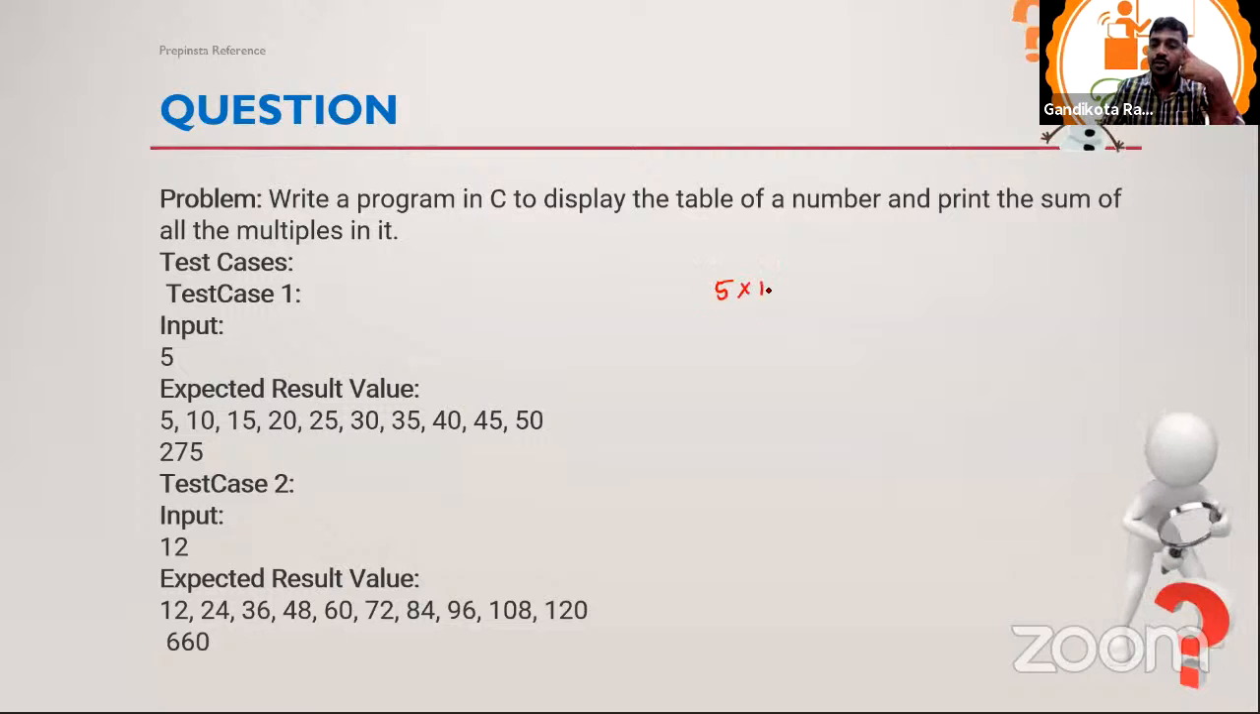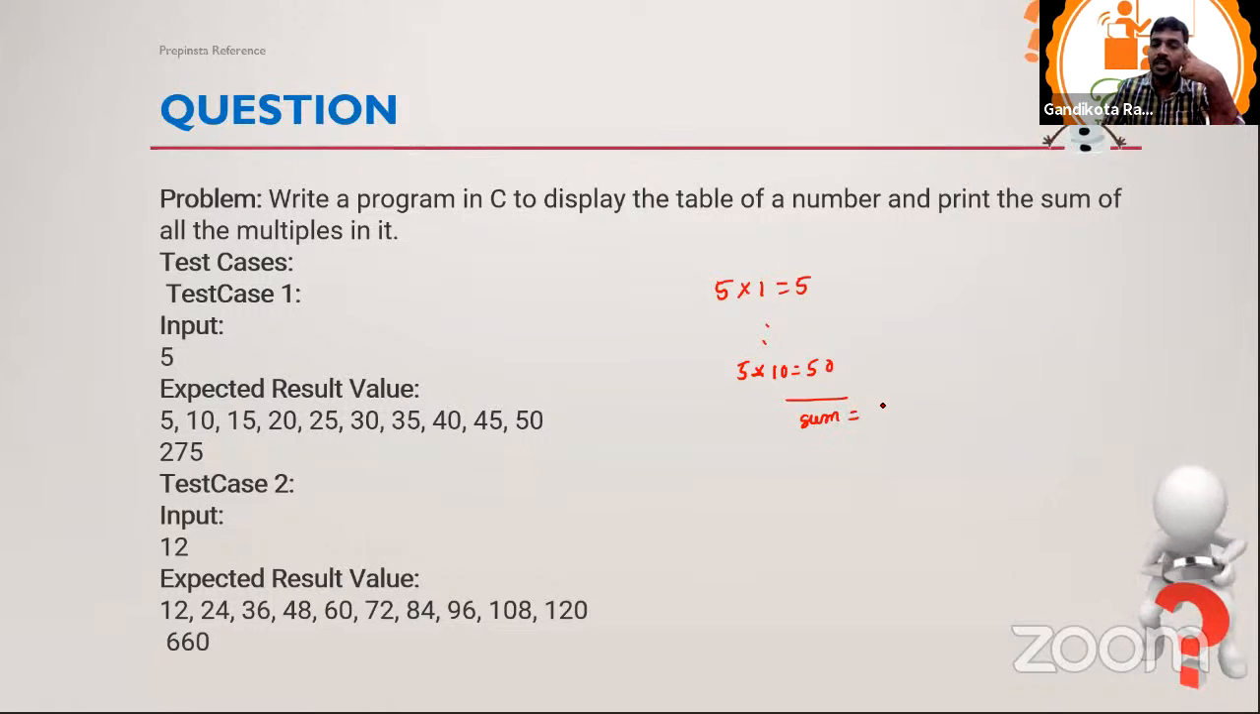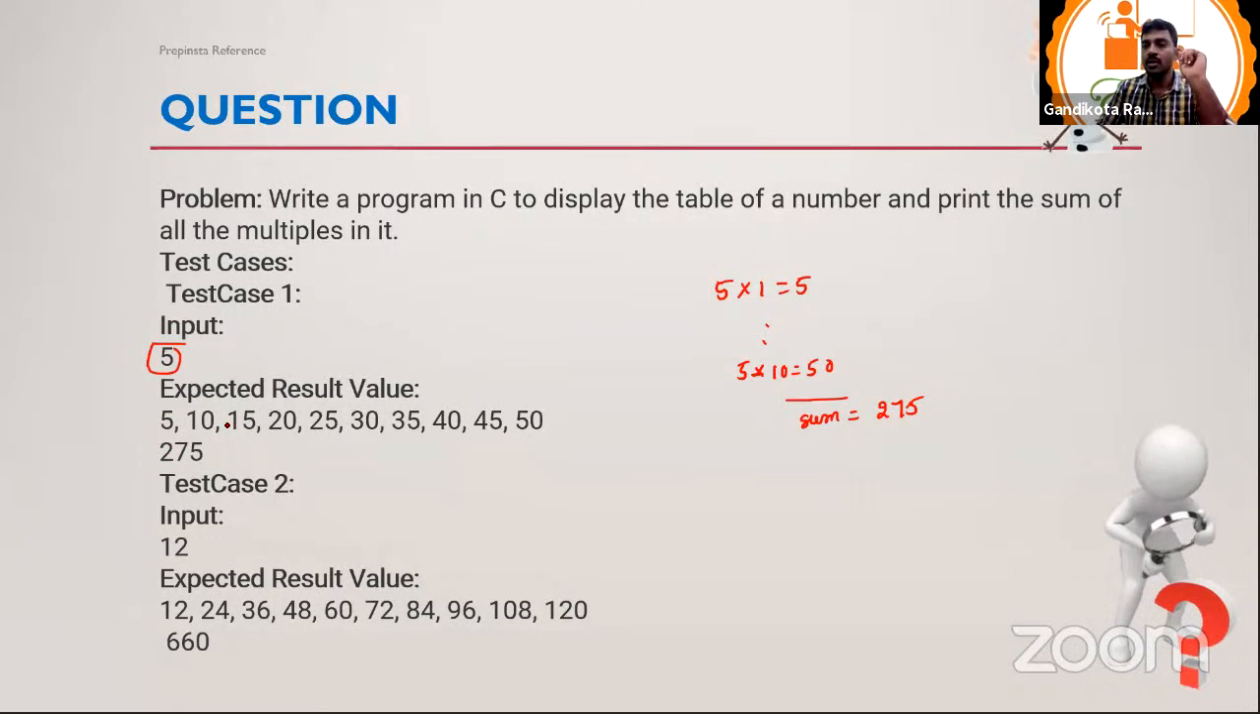So 5 into 1, 5 into 2, up to 5 into 10, 50 వరకు print చేయాలి. As well as you should find the sum also. So what is the sum here? 275. So this is your task. This is your input. This is your output. ఇలా output ని generate చేయాలి. That is your task. Okay na?